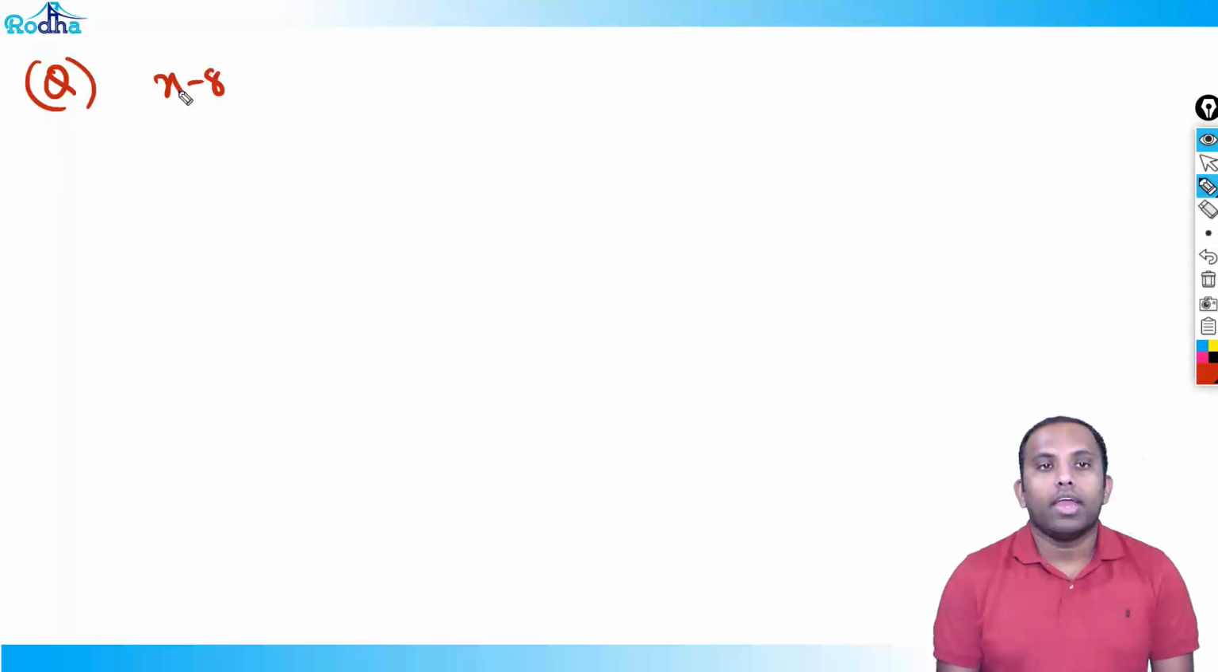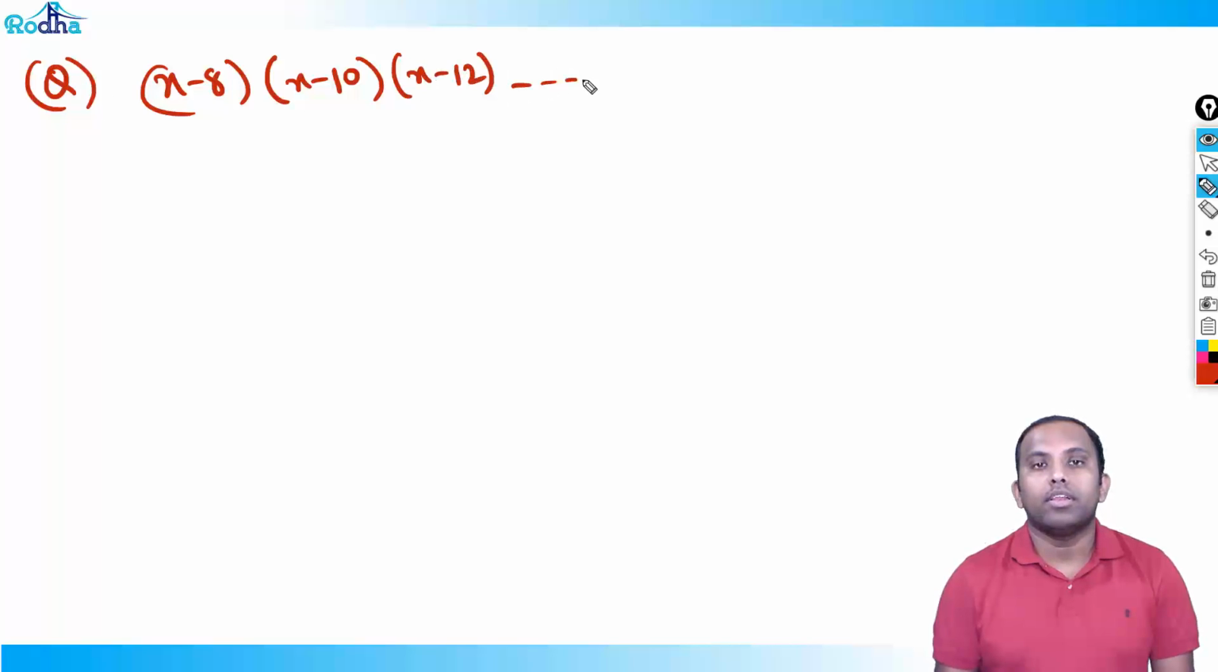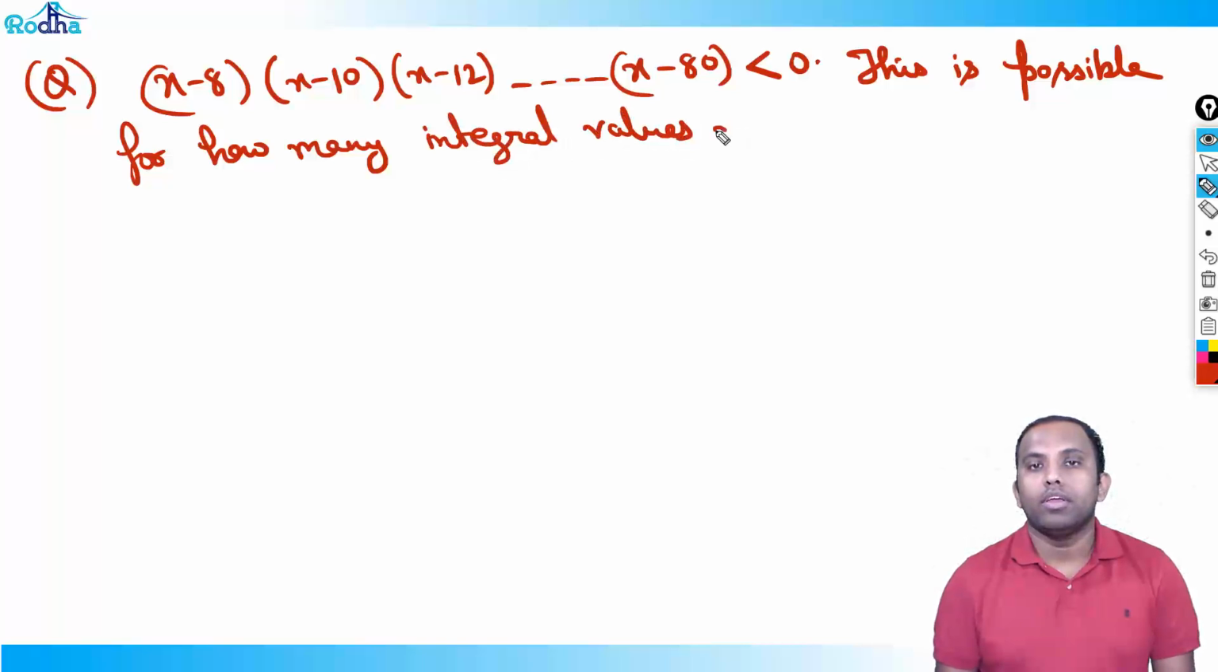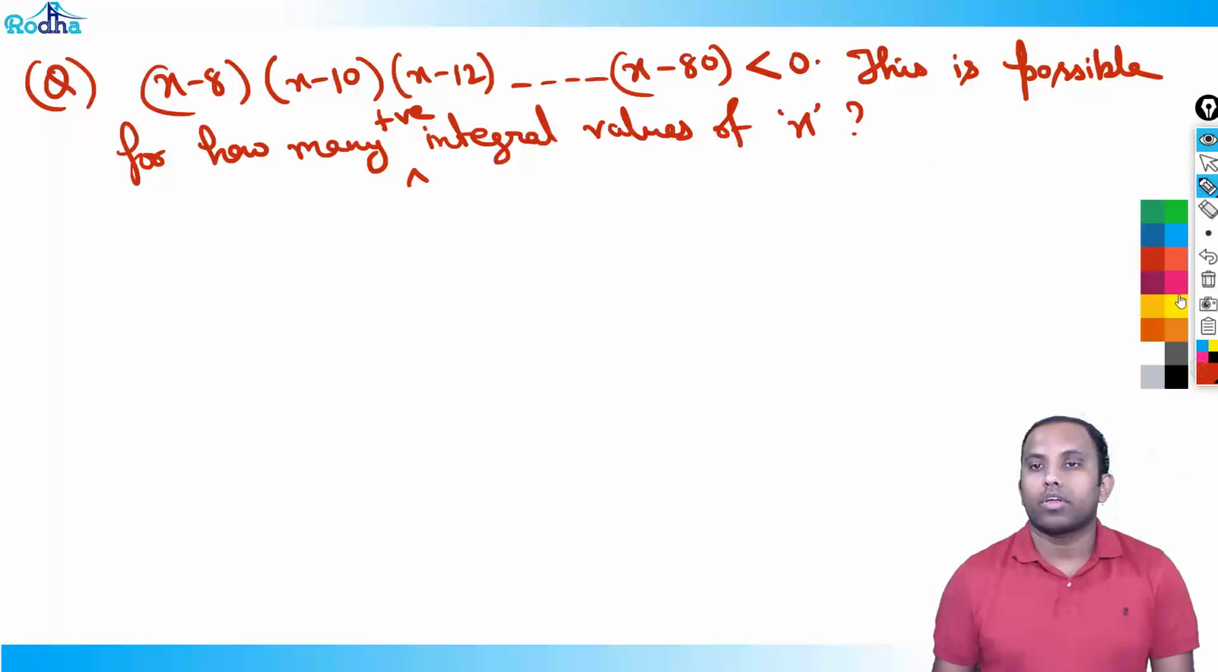Okay, next question. See, x minus 8 into x minus 10 into x minus 12 till x minus 80 is less than 0. This is possible for how many integral values of x? For how many, I should write here, how many positive integral values of x? Okay, so let's solve it.